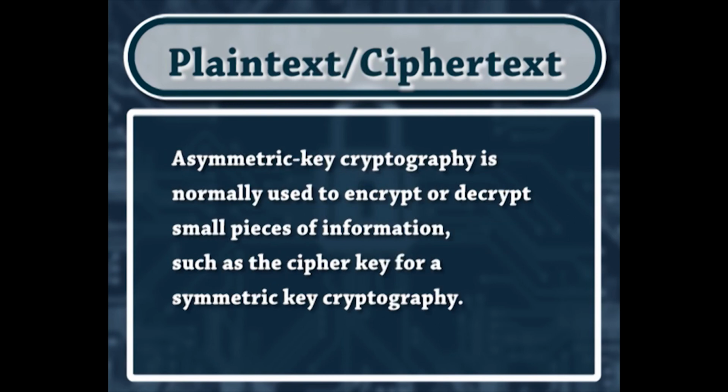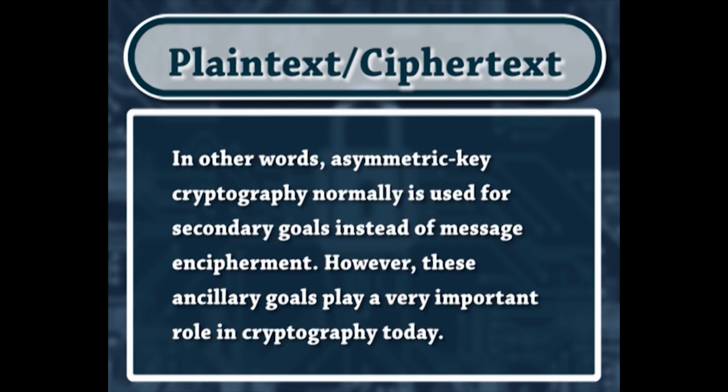Asymmetric key cryptography is normally used to encrypt or decrypt small pieces of information, such as the cipher key for symmetric key cryptography. In other words, asymmetric key cryptography is normally used for secondary goals instead of message encipherment. However, these secondary goals play a very important role in cryptography.